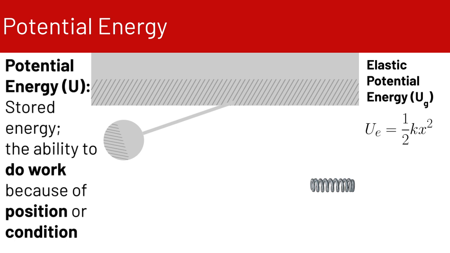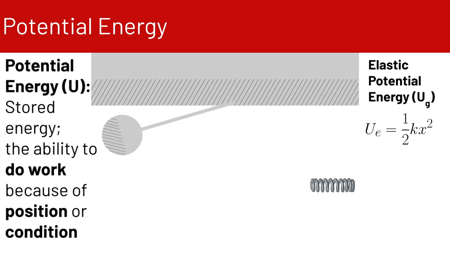Another type of potential energy is elastic potential energy. When the pendulum swings and hits the spring, the spring compresses and the pendulum bounces off of it and swings back the other direction. The equation for elastic potential energy is U sub E equals 1/2 K times x squared.